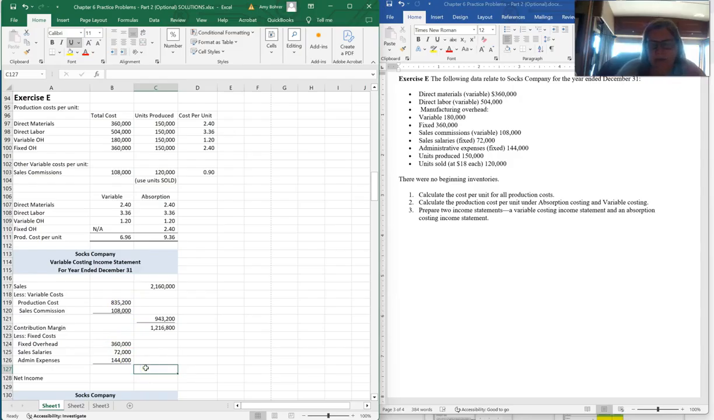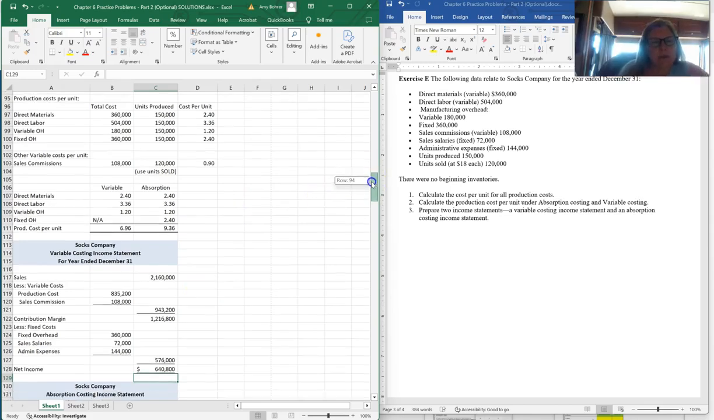So my total fixed costs are going to be $360,000 plus $72,000 plus the $144,000, which gives me $576,000. So my net income is my contribution margin minus my total fixed costs. $640,800 is the net income we get under the variable costing method. Okay? Then we have to do the same thing under the absorption costing method.